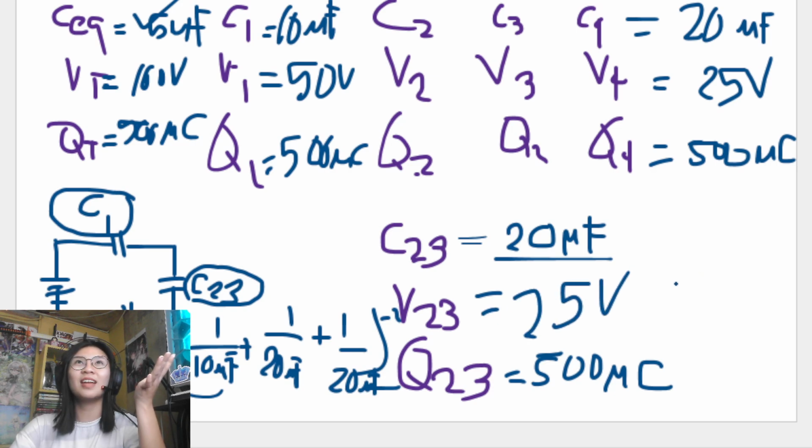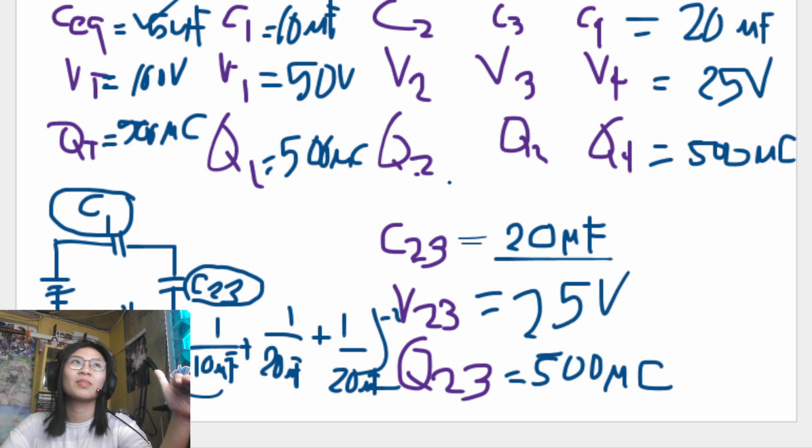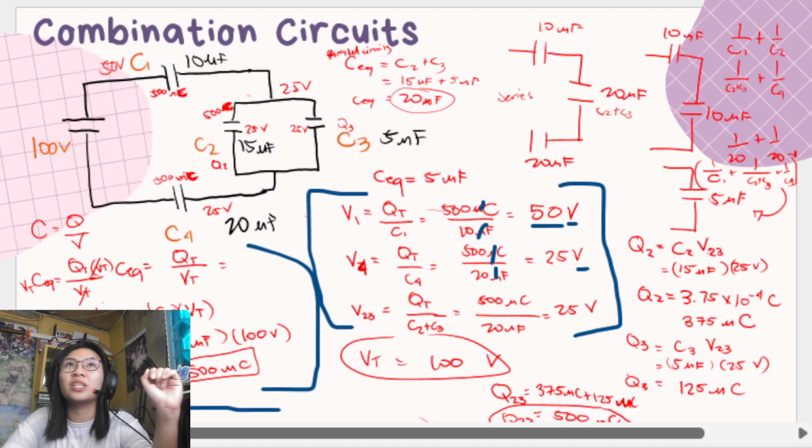Okay, so we have checked the ones in series. If we add all their voltages, 50 plus 25 plus 25, we get back to 100. So 100. So our series part is correct.